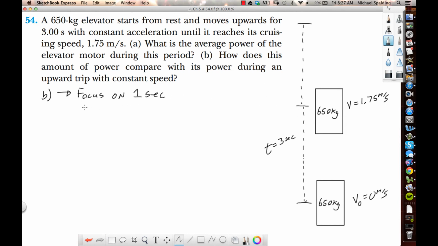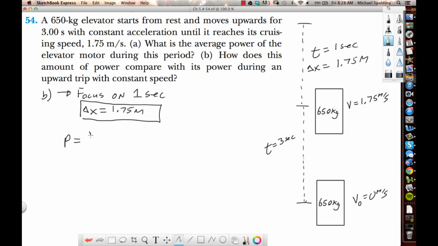In 1 second, how far is the elevator going to go? What's going to be the delta x in 1 second? Well, how fast is the elevator moving? 1.75 meter per second. So if we focus on a time of 1 second, what's the displacement of the elevator going to be? 1.75 meters, right? It's going 1.75 meter per second. Okay? Now let's solve it. So this is going to be 1.75 meters. So now let's solve this both ways.